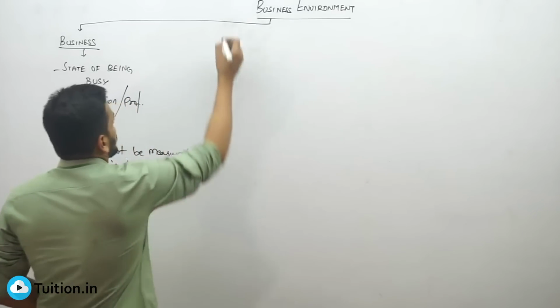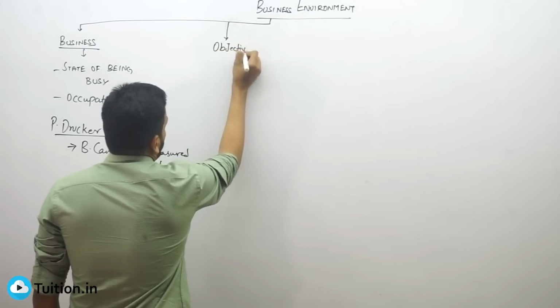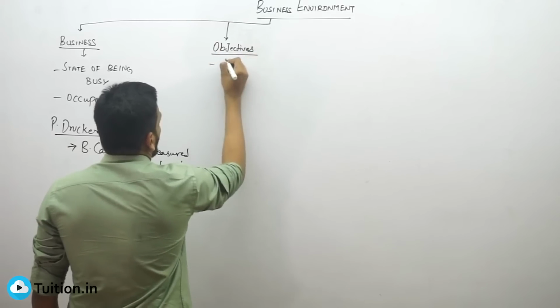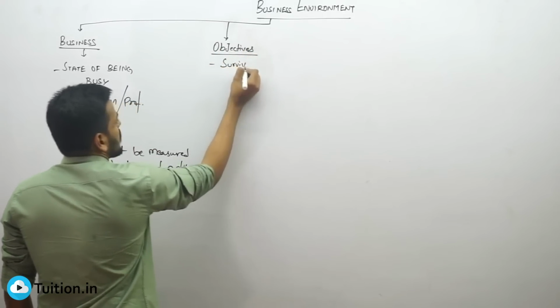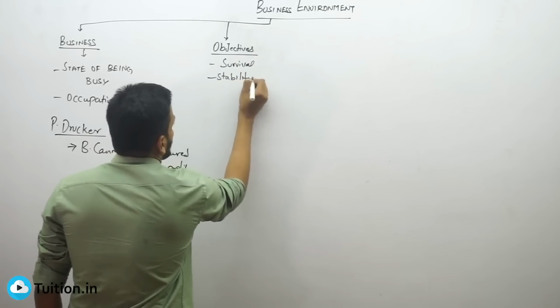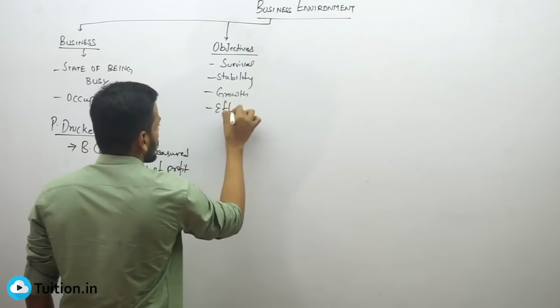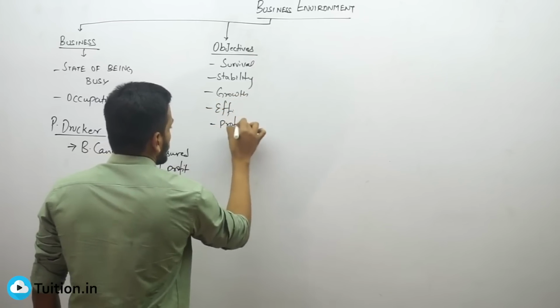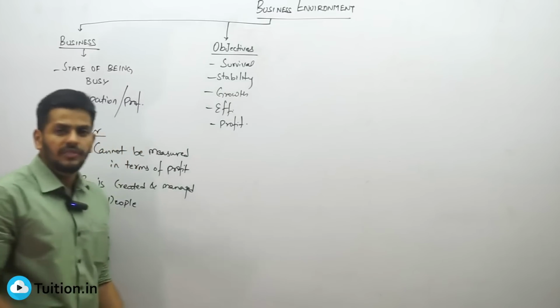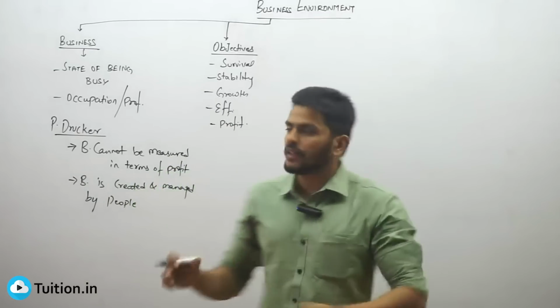Moving on are the objectives of business, right? Objectives of business: survival, stability, growth, efficiency, and profitability. These are the 5 basic objectives of business. Moving on, these are 2 concepts of business and business objectives.